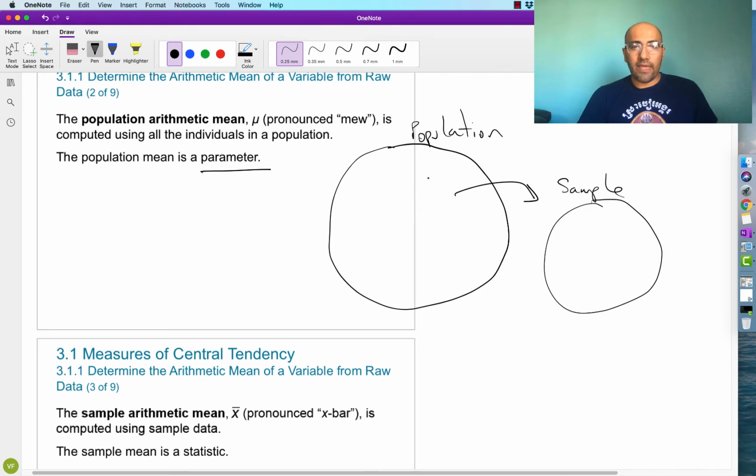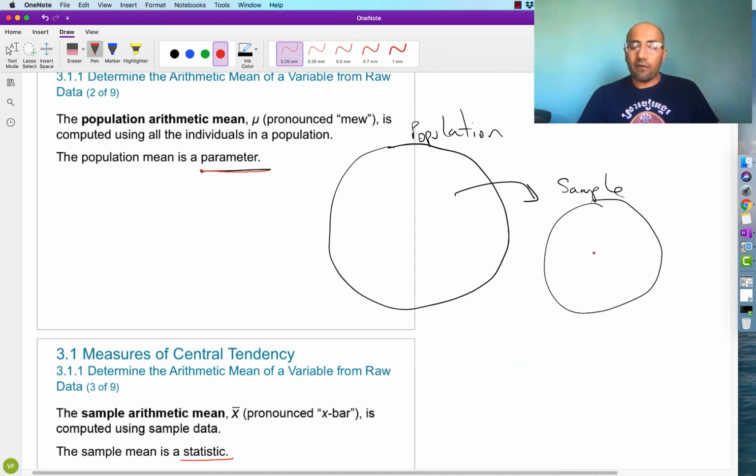So any characteristic of a population is called a parameter. Any characteristic of a sample is called a statistic, with a lowercase s. With a capital S, Statistics is a branch of mathematics that we're learning. That's Statistics, whereas a statistic is a characteristic of a sample.